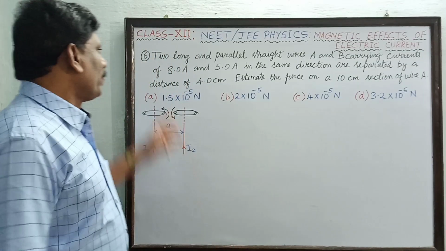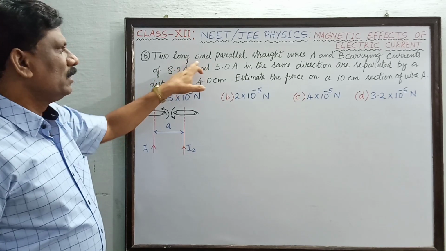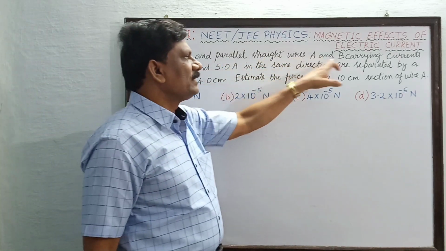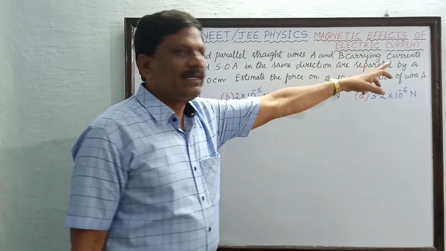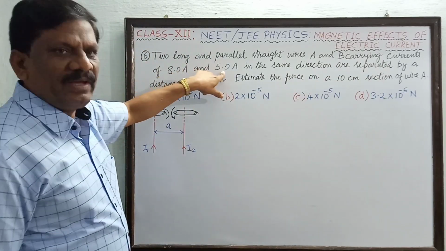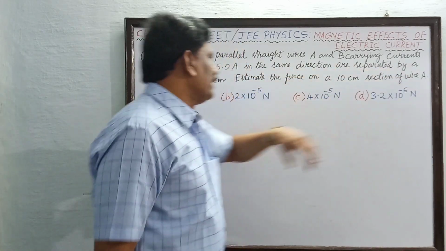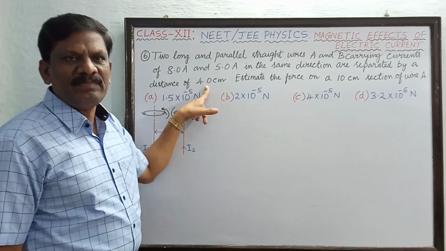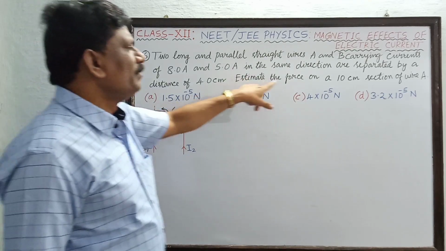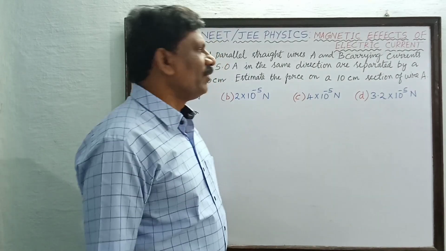Hi students, problem number 6. Two long and parallel straight wires A and B carrying currents of 8 ampere and 5 ampere in the same direction are separated by a distance of 4 centimeter. Estimate the force on a 10 centimeter section of the wire A.